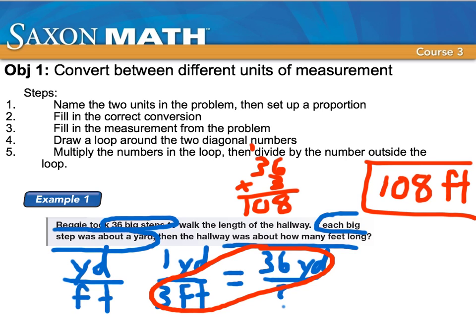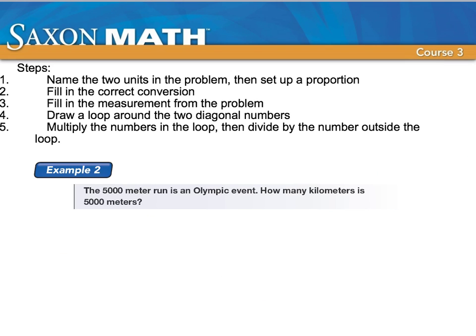Okay, so you've done these before, so this shouldn't be too bad. Let's go to another example. Example 2 says the 5,000 meter run is an Olympic event. How many kilometers is 5,000 meters? So again, circle what we know, underline what we want to find out. We know that's a 5,000 meter run. That's all we know. And then we want to know how many kilometers is that.